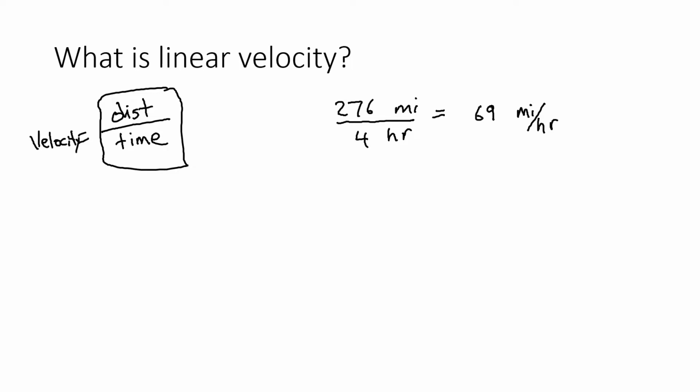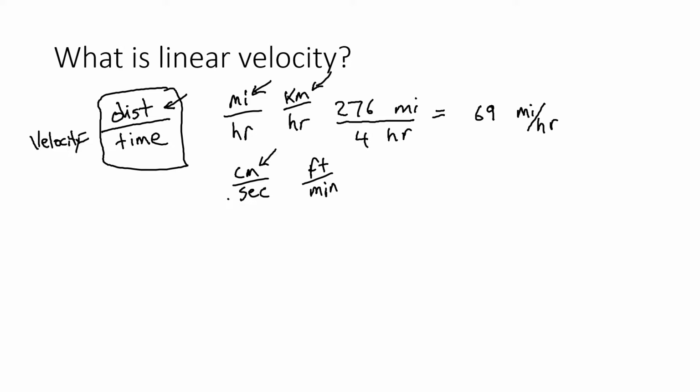And if we think about what the units might be, we already know that this could be miles over hours, or it could also be kilometers per hour, or even centimeters per second, or even feet per minute. Basically, the unit on top has to be some kind of distance that we're measuring, and the unit on the bottom has to be some kind of time that we're measuring. So it's distance divided by time to give us the linear velocity.